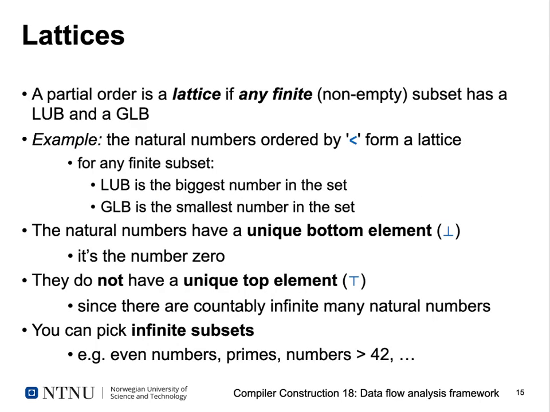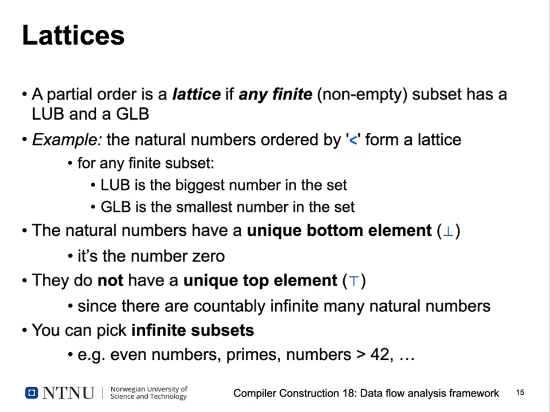So after we defined these properties of the Hasse diagrams, we can now define lattices. A lattice is a partial order with a special property. One of the special properties of lattices is that any finite non-empty subset has a least upper bound and a greatest lower bound. A simple example for this are the natural numbers. The natural numbers ordered by the relation less than form a lattice.